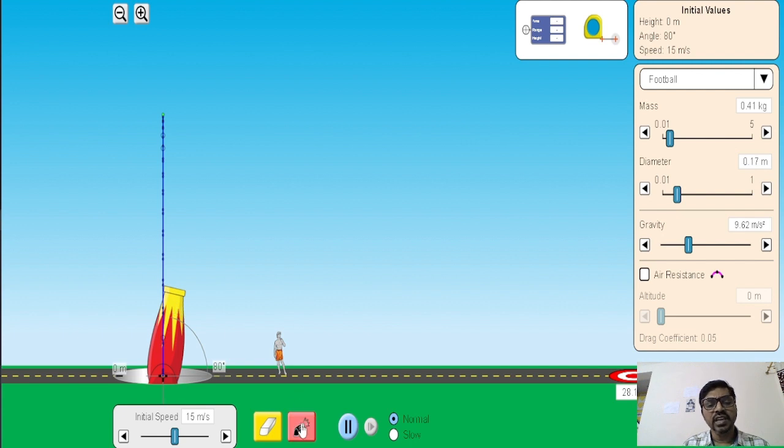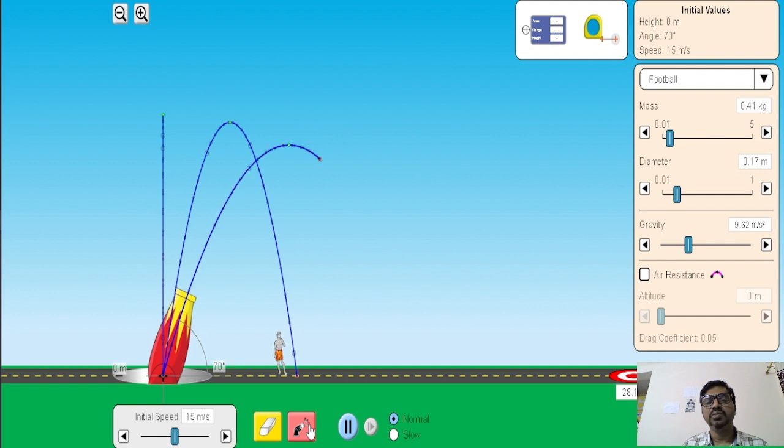Now I'll change the angle to different values. Maybe 80 degrees I'll take and project it. Now you see it's going to be a curvilinear path. And then 70, again a curvilinear path. Now it's a wider path, but the height has decreased. The horizontal range earlier was 8.1 meters. Now the horizontal range has increased to around 15 meters approximately. The maximum height has fallen a little, and then a little more. So as the angle decreases, the maximum height is decreasing, but the horizontal range is increasing.